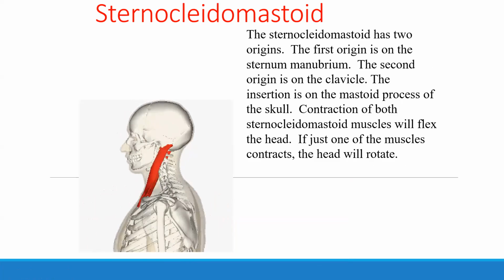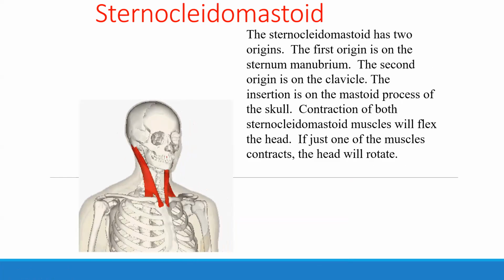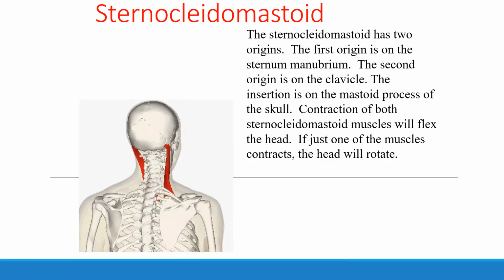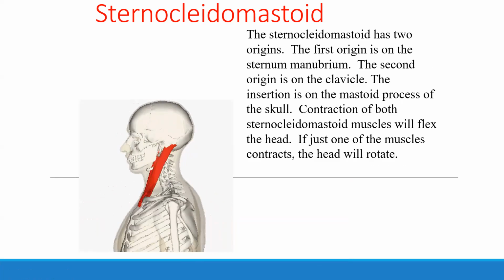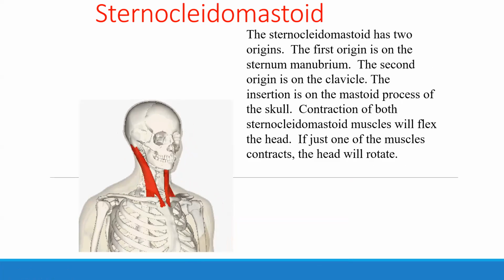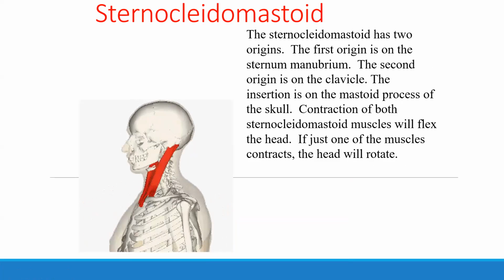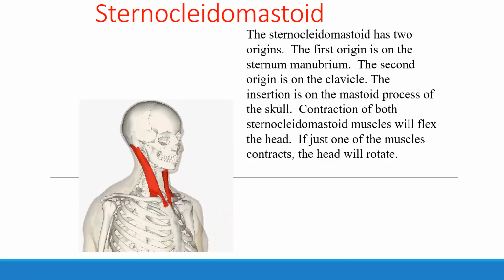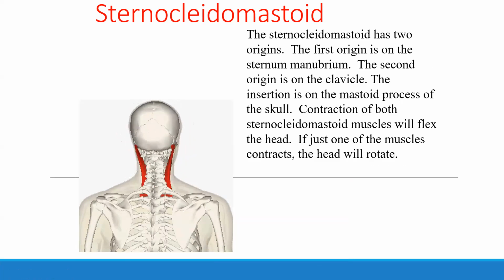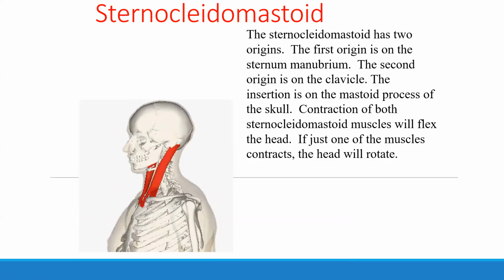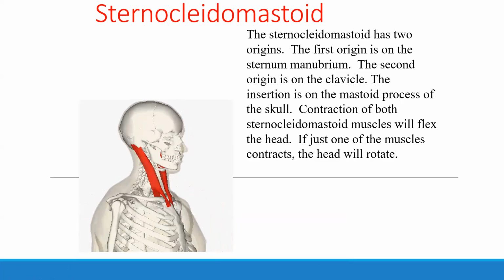This is one of those with two origins. It originates on both the sternum and the clavicle. It inserts on the mastoid process. When one side contracts, your head turns in that direction. And when the other side contracts, it goes in the opposite direction. If they both contract, your head will rotate back and forth.